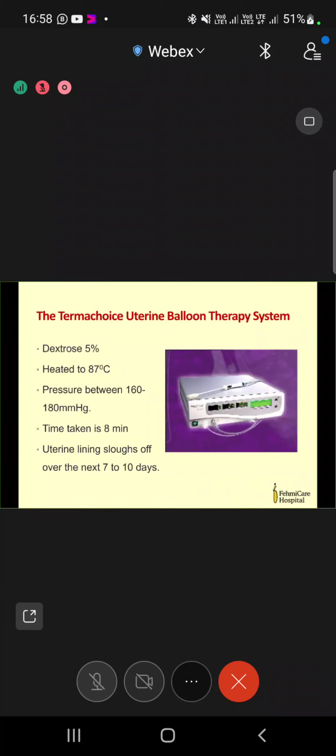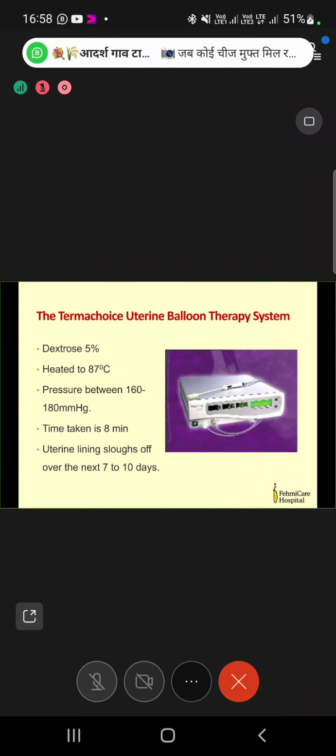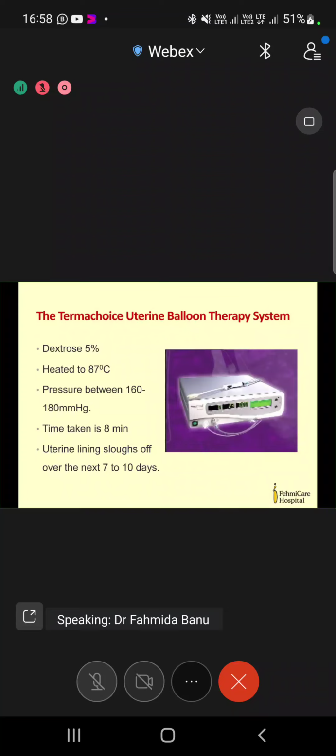The entire procedure takes only 8 minutes. But believe me, when we are doing this procedure, those 8 minutes look so big because you are not doing anything. You are just holding the balloon and waiting. So it looks like a very long time. But in 8 minutes, the procedure will be completed.